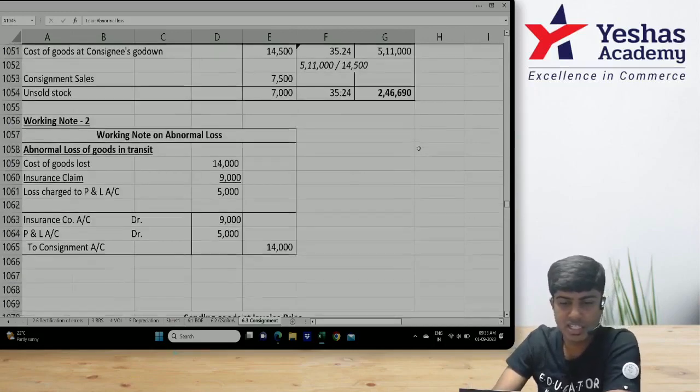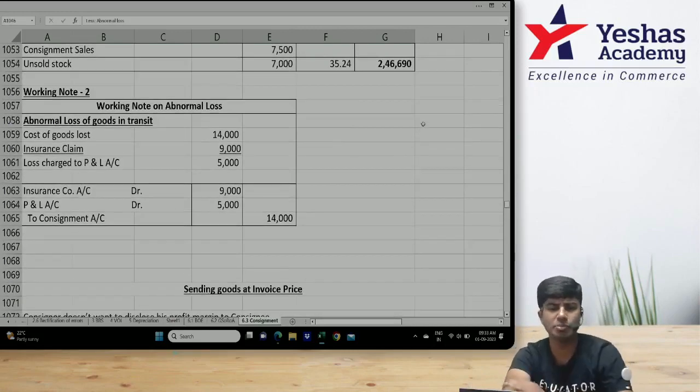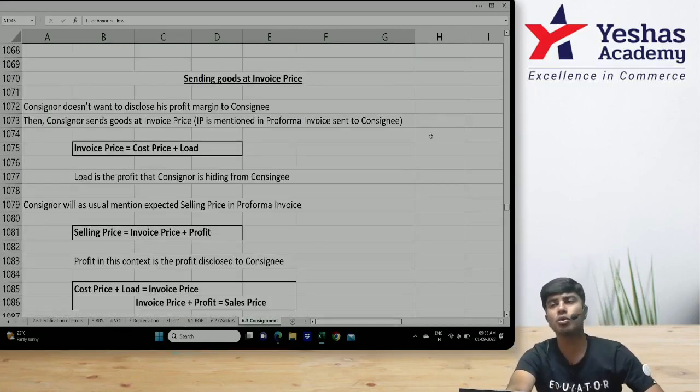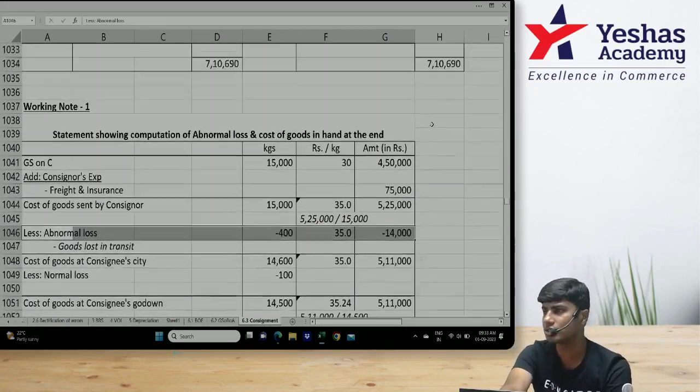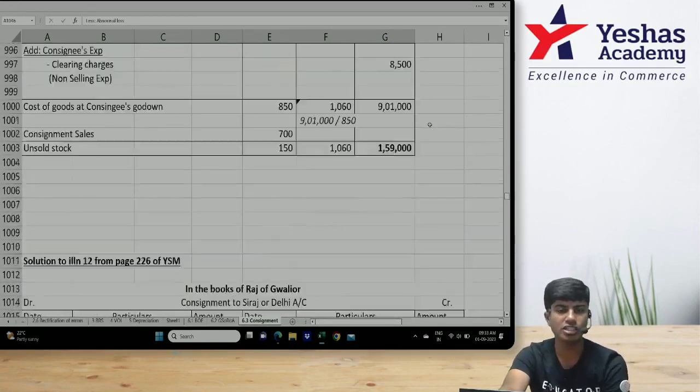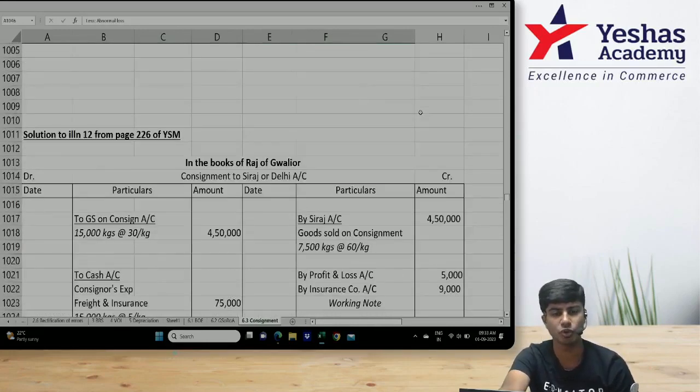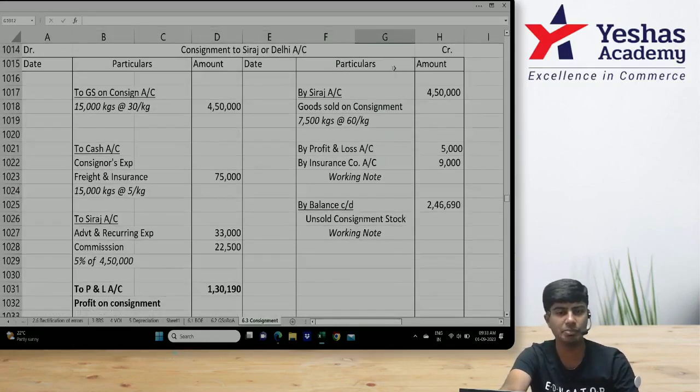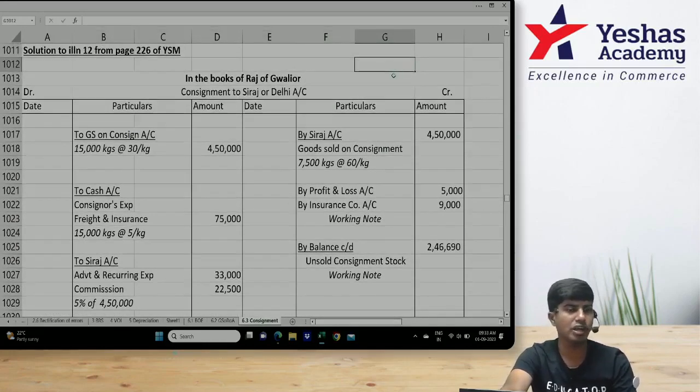Fantastic. That's it. So once you copy this, I have one last concept to teach you people. What do you mean by invoice price? Why does the concept of invoice price come? Once you do the concept of invoice price, we'll do the next 3-4 questions and that will be the end of the chapter. Okay, chalo, copy quick.